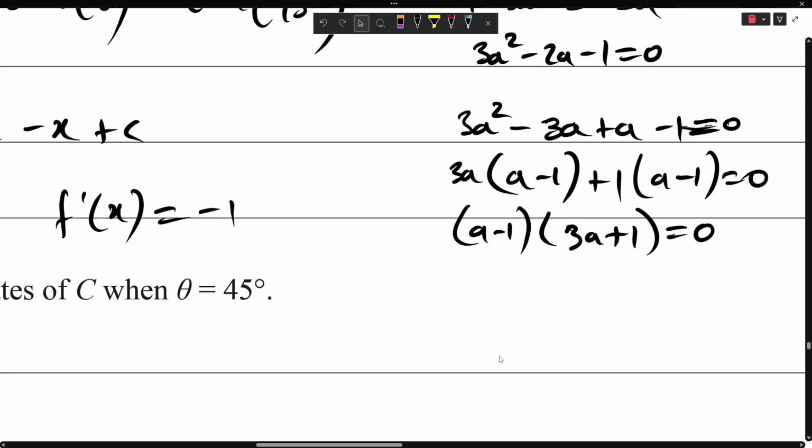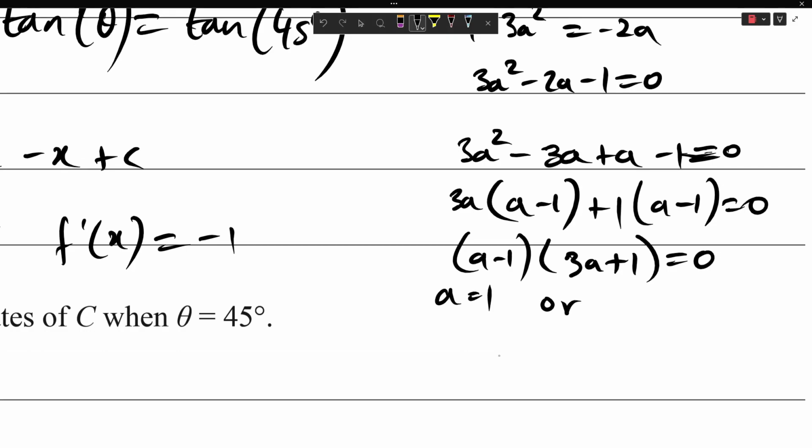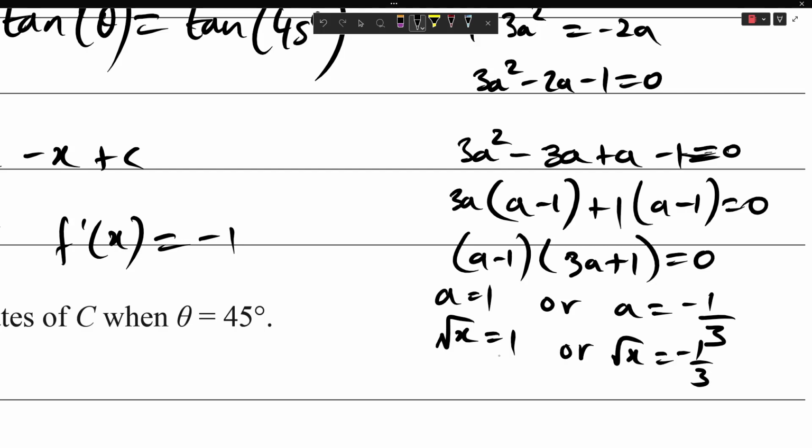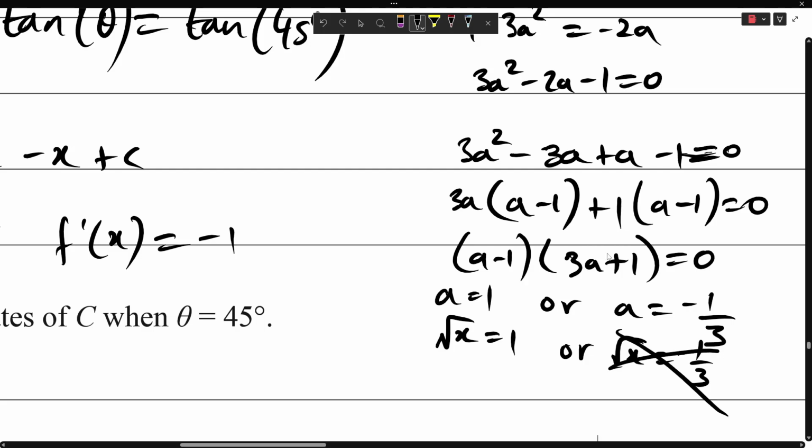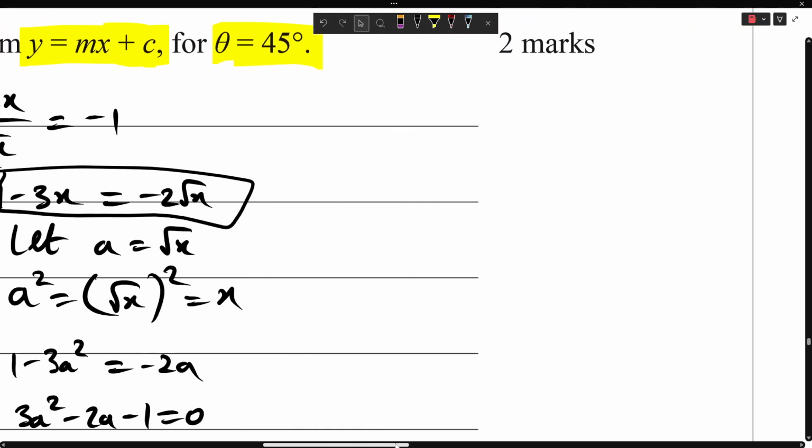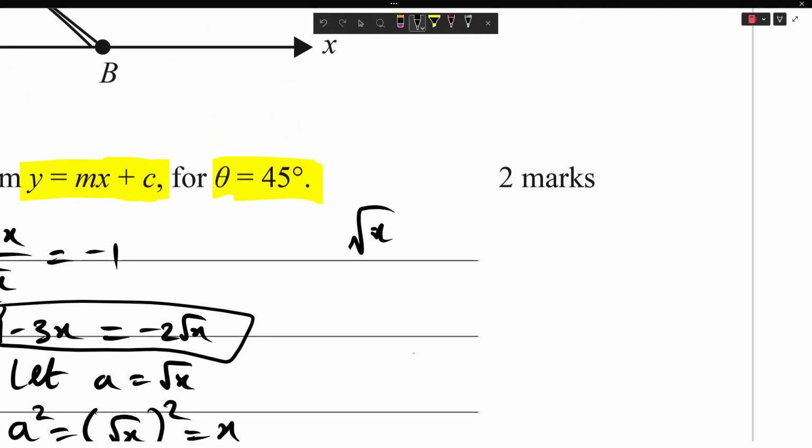Now using the null factor law, we're going to get a equals 1 or a equals -1/3. Now we know a is equal to the square root of x, so we're going to get square root of x equals 1 or square root of x equals -1/3. Now, the positive square root of a number cannot be equal to -1/3, so this solution will be rejected. So we're only going to have square root of x equals 1. Now if I square both sides, that means x has to be equal to 1. This is the x-coordinate for which the tangent to the graph of f has a gradient of -1.